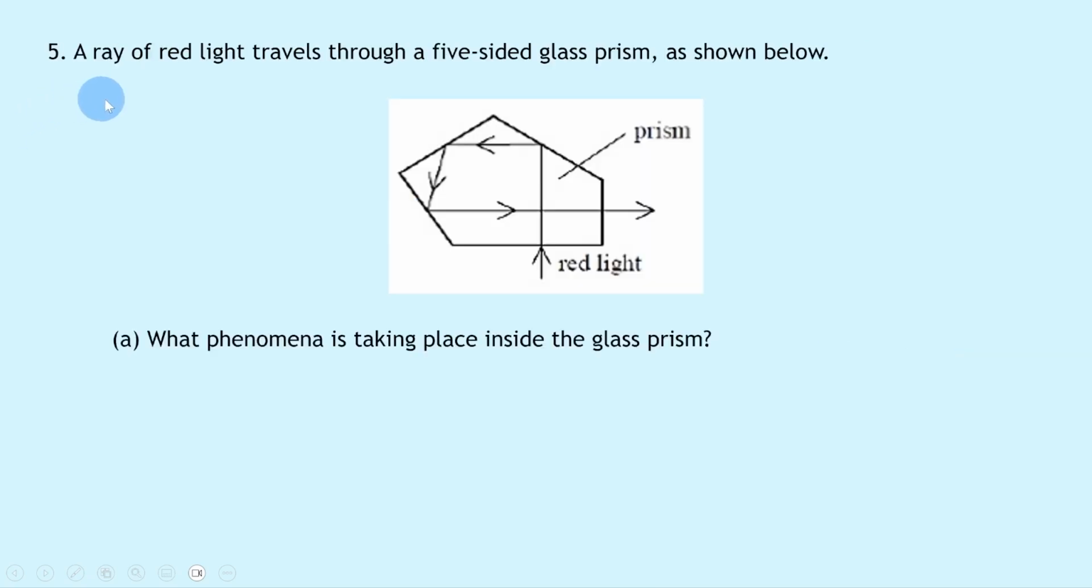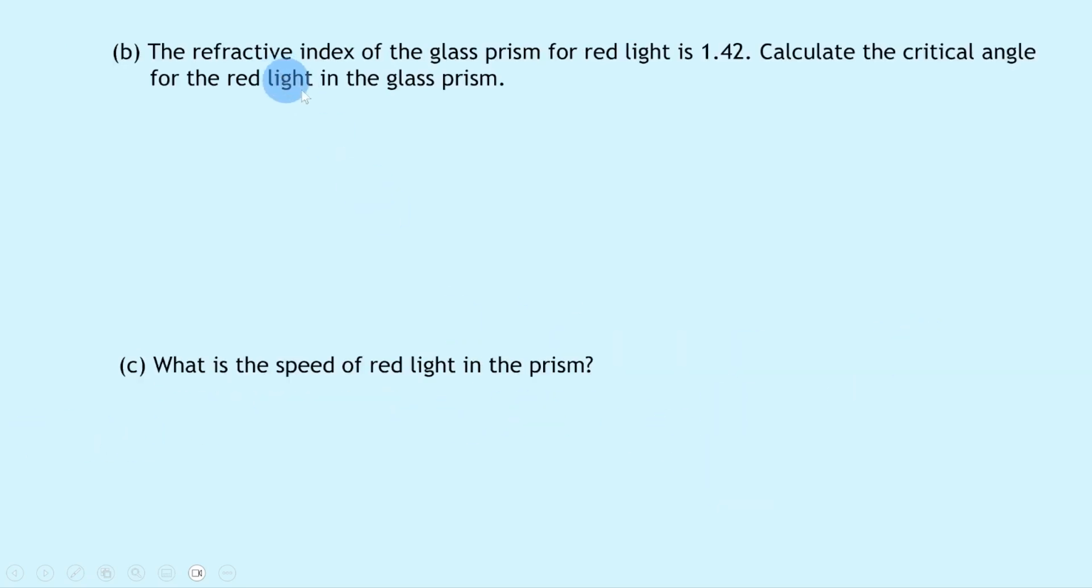Lastly, question 5 says a ray of red light travels through a 5-sided glass prism as shown below. So there's our 5-sided glass prism, and we've got red light going in from the bottom. Part A says what phenomena is taking place inside the glass prism? Well, we've got some reflection going on at the 3 sides here, here and here, and we can call that total internal reflection. Part B says the refractive index of the glass prism for red light is 1.42.